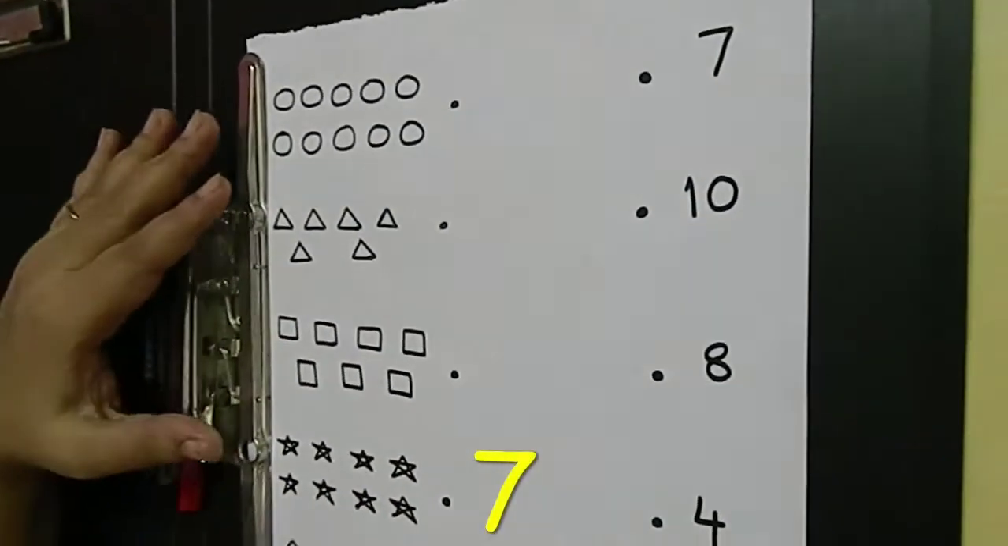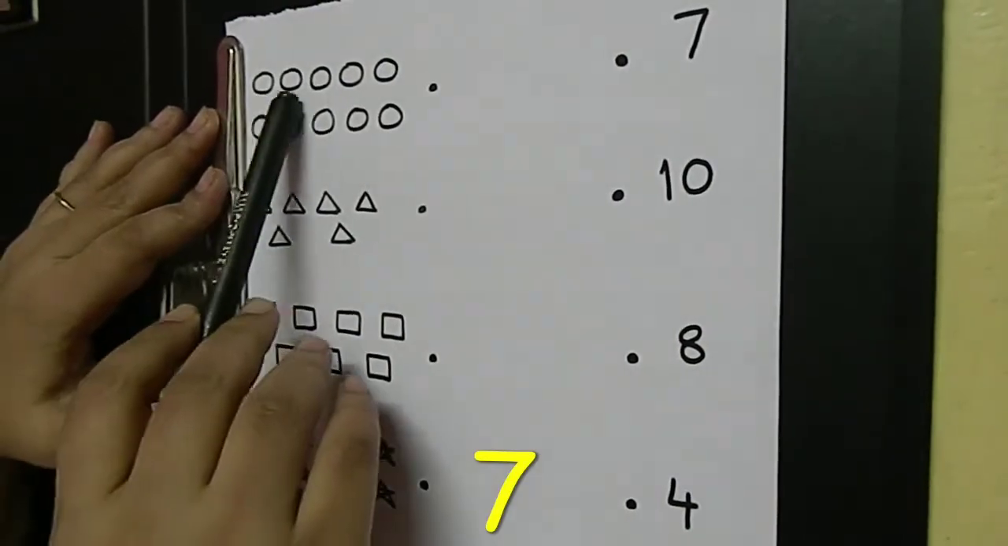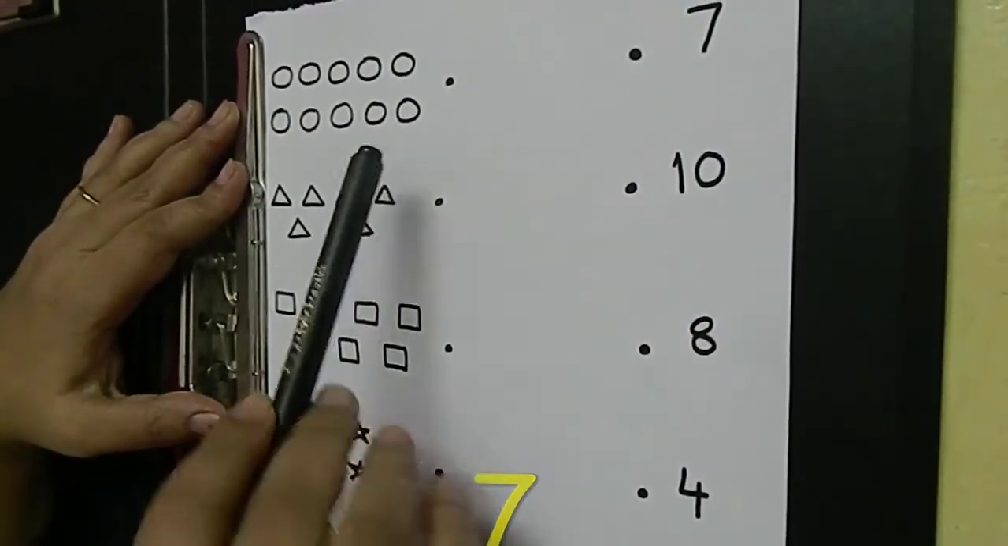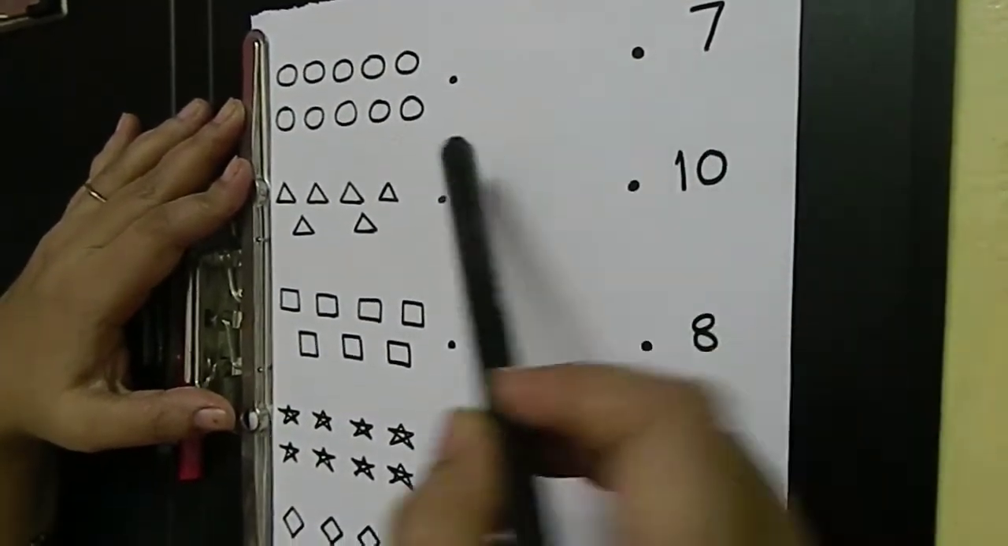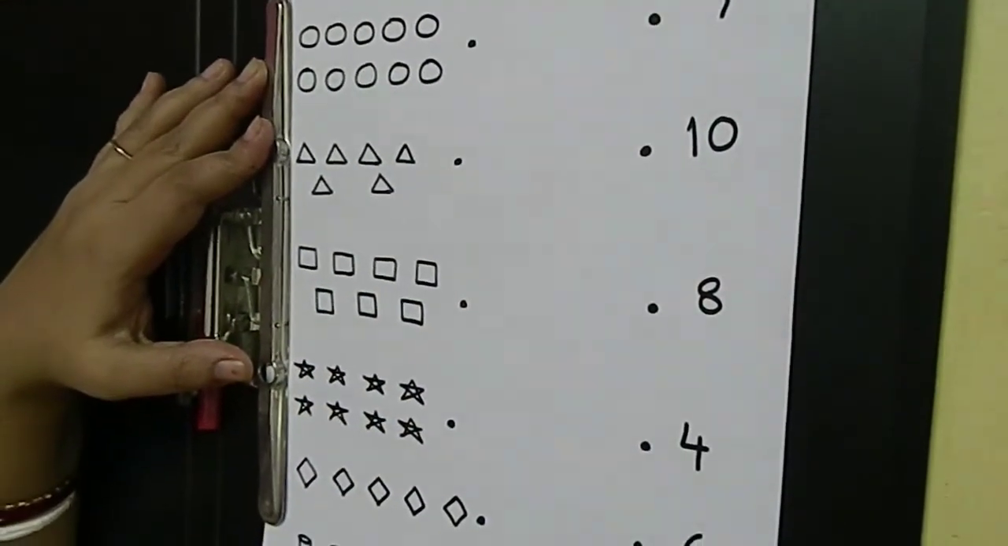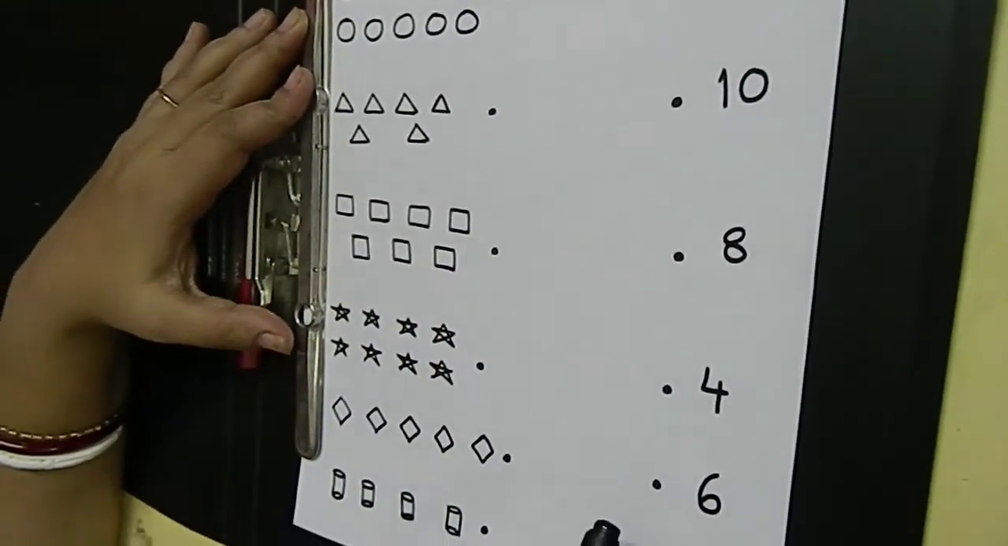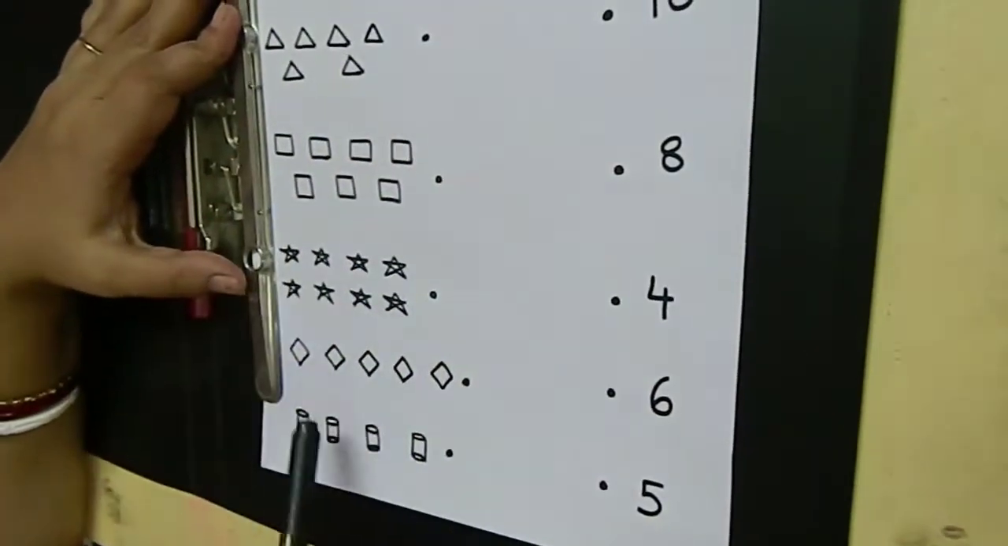This worksheet is also based on numbers. Where they have to count the objects and the numbers are jumbled up here, so they have to count and match with the jumbled numbers. You can also encourage your child to color the objects.